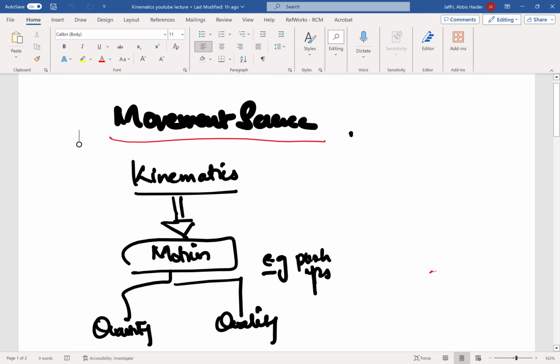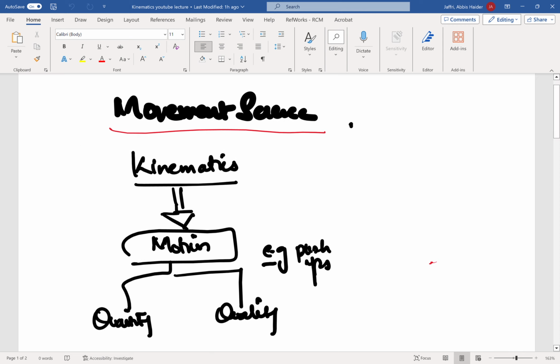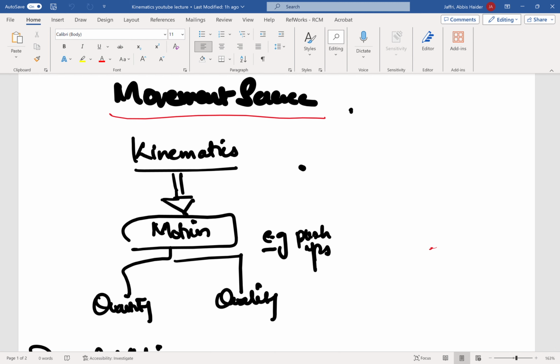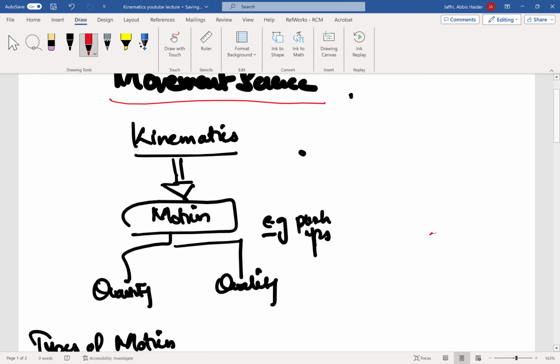Okay, so we're talking about movement science. So the first concept that we would talk about in movement science is kinematics. In physics, kinematics is used for motion, and we are going to talk about the human motion here. When we talk about the human motion here, we basically talk about the quantity and the quality of the motion.